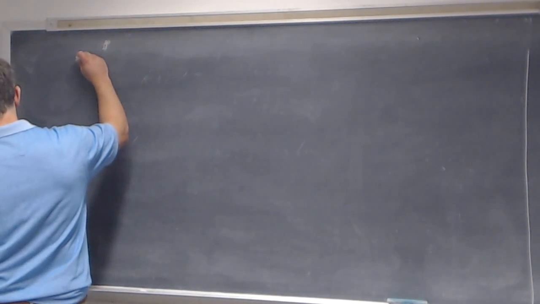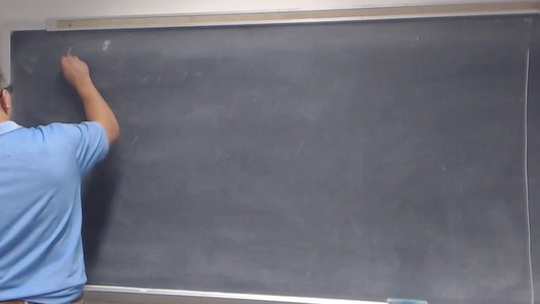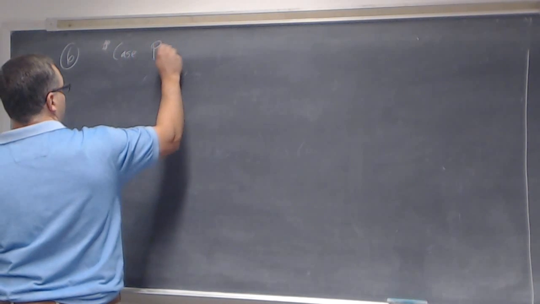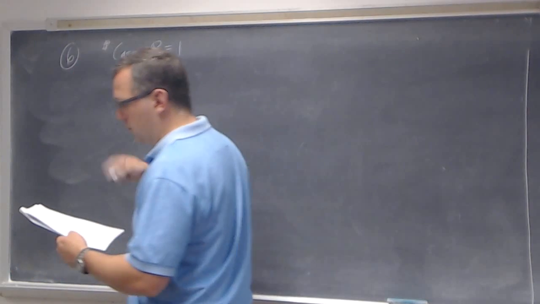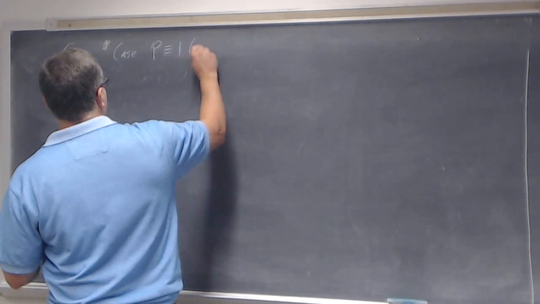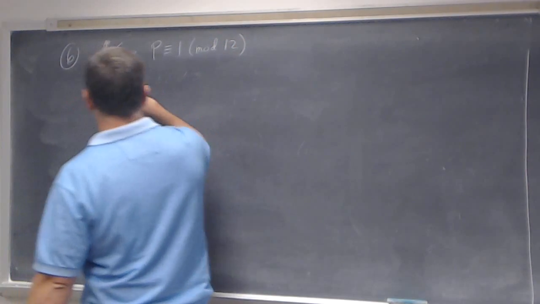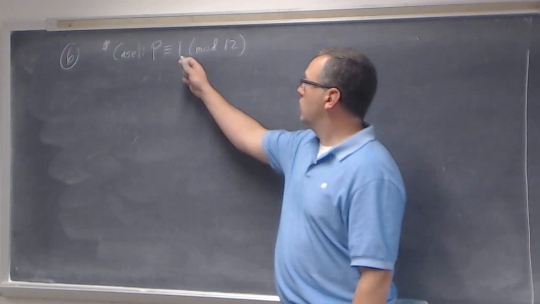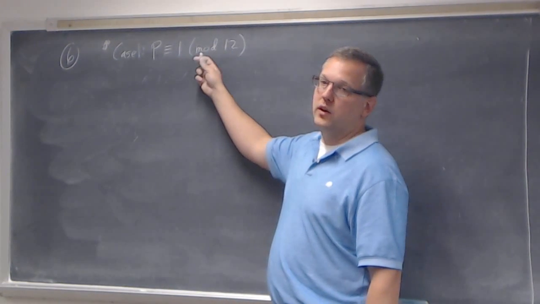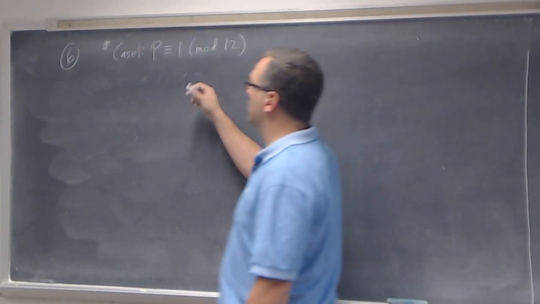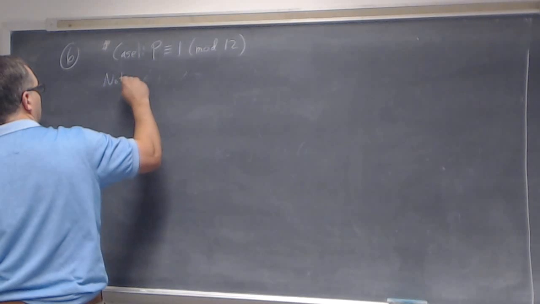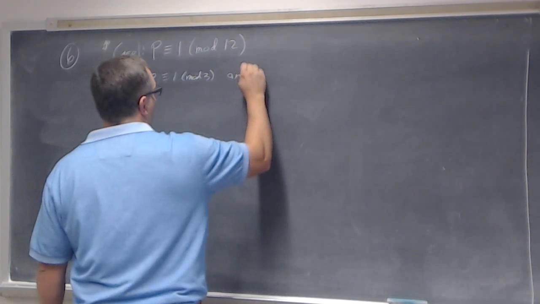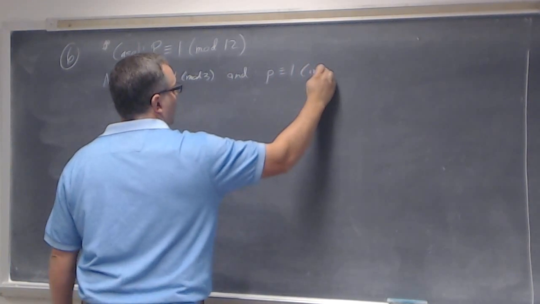So we had 4 cases. My cases were P congruent to plus or minus 1 and plus or minus 5 mod 12. I'm going to show you one case. So case 1: P is congruent to 1 mod 12. So P is 1 mod 12, and it's also 1 mod 3 and 1 mod 4. Something you should know. So P is congruent to 1 mod 3 and P is congruent to 1 mod 4.